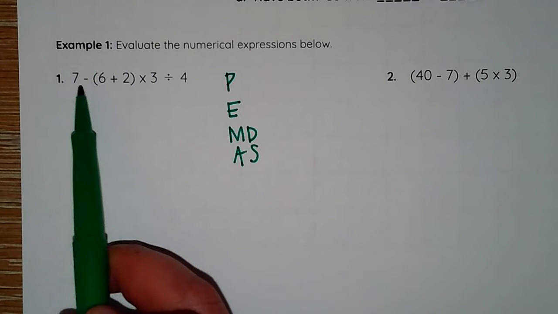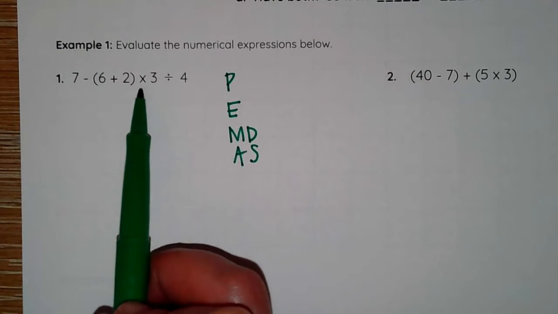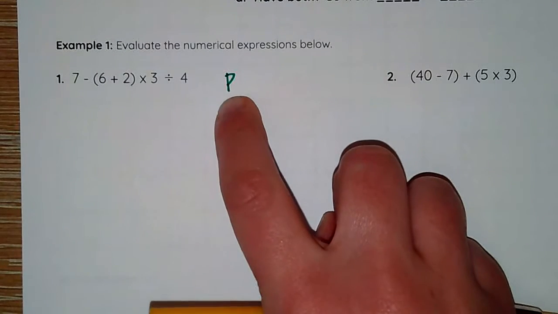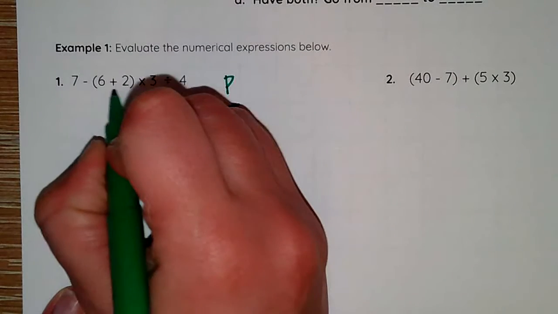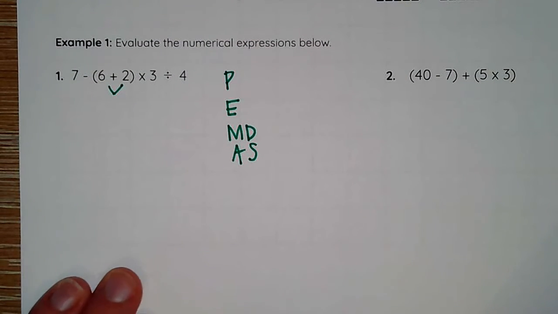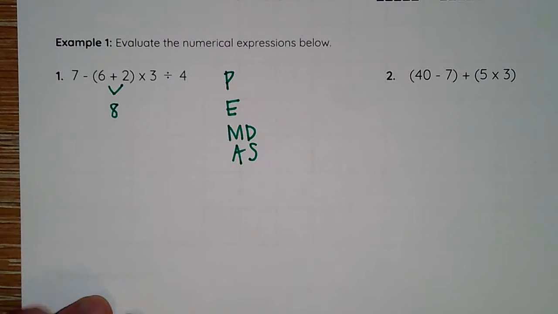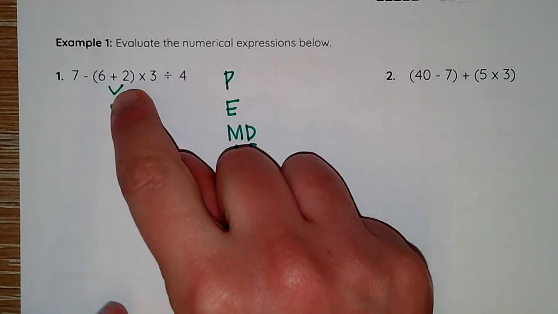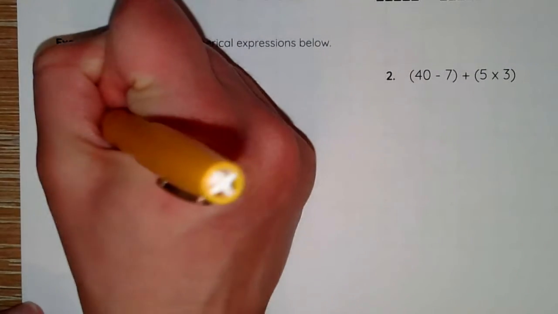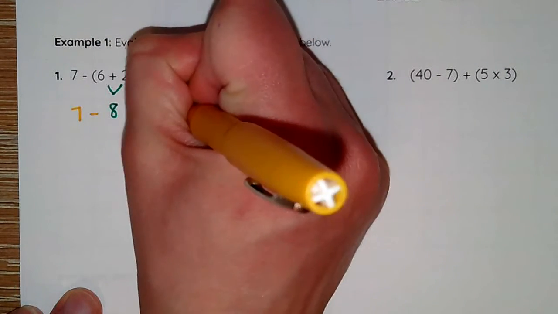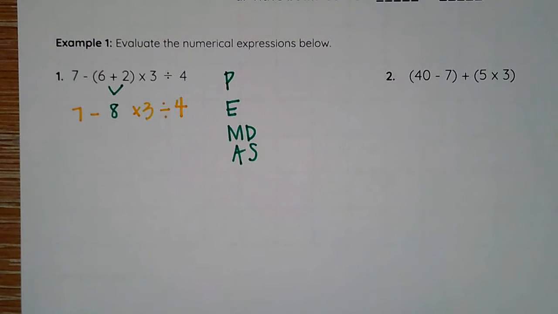All right, so we've got 7 minus, in parentheses, 6 plus 2, in parentheses, times 3 divided by 4. So I need to start with P, parentheses. Inside of my parentheses, I have 6 plus 2, so that's my very first step. 6 plus 2 is 8. Now, I must bring everything else down. This little caret tells me what I'm solving, and then I bring everything else down. I keep everything organized and go line by line.